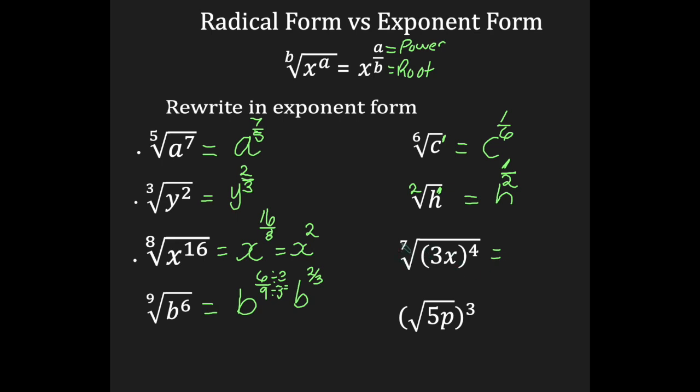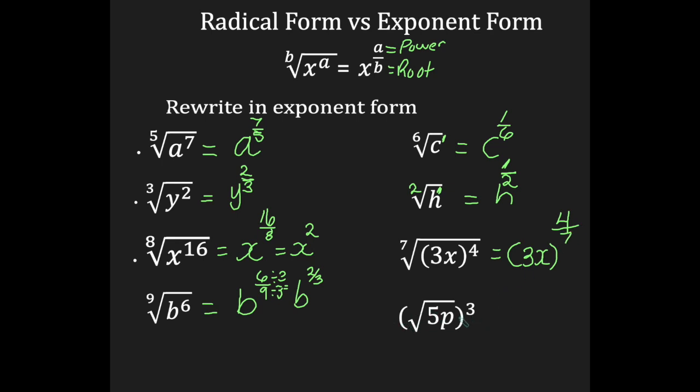Now here I have the 7th root of 3x, and notice the 3x is all in parentheses, and that's raised to the 4th power. If they give you parentheses, please keep them. So that will be 3x, and that would be 4 over 7.